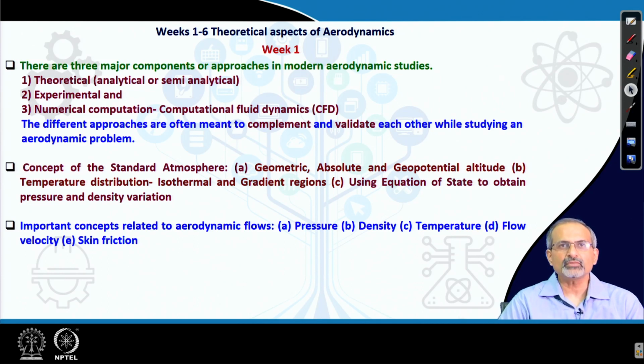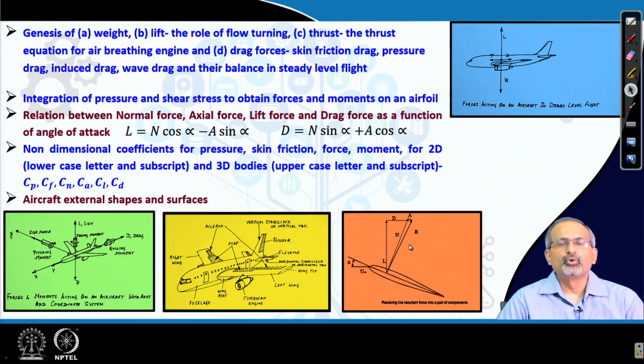We introduced the concept of standard atmosphere, and the detailing was done in terms of different altitudes like geometric, absolute, and geopotential altitudes, temperature distribution at different heights based on isothermal and gradient regions, and use of the equation of state to obtain pressure and density variation. Then important concepts related to aerodynamic flows comprising pressure, density, temperature, flow velocity, skin friction. There was more in week 1.